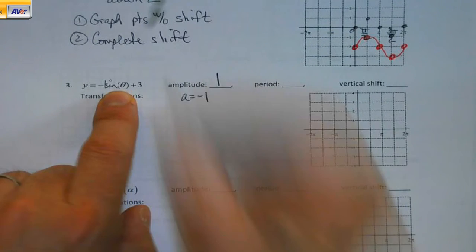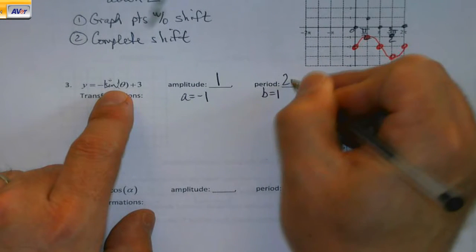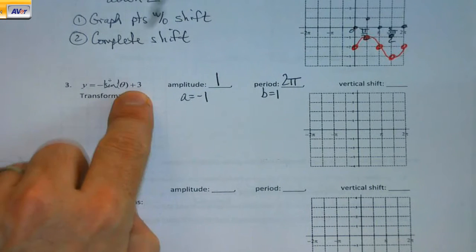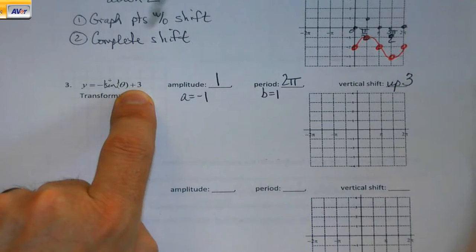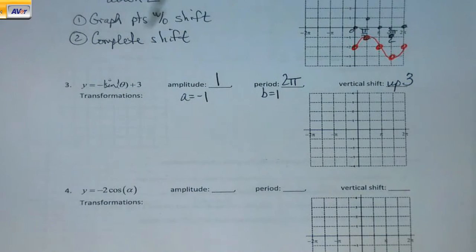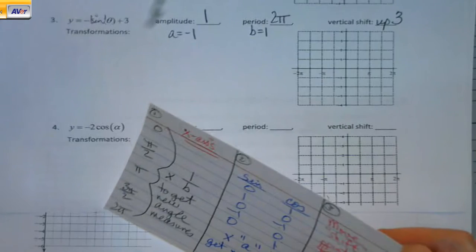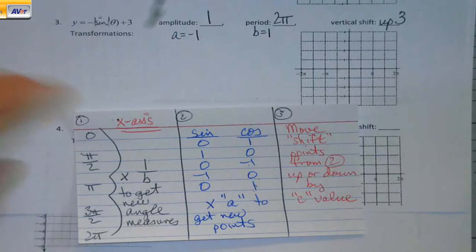Still no number in front of my x or my theta, so my b is still 1. We'll get to making a change with that here shortly. And again, I've got a c value. My vertical shift is going to be up 3 because of the plus 3. So again, if I need some help in figuring out how I want to get this done, breaking out the card is not a bad idea. You've still got these 2 parts. I just added this one in here today.